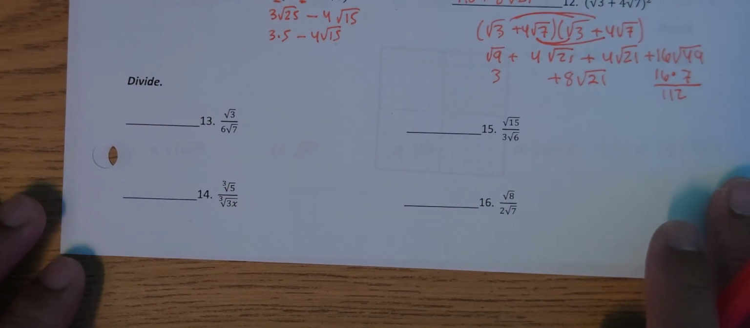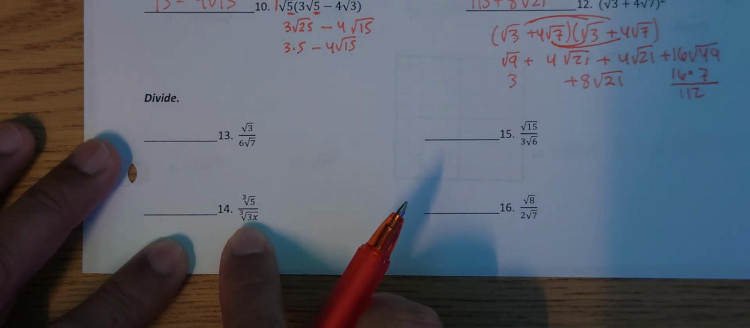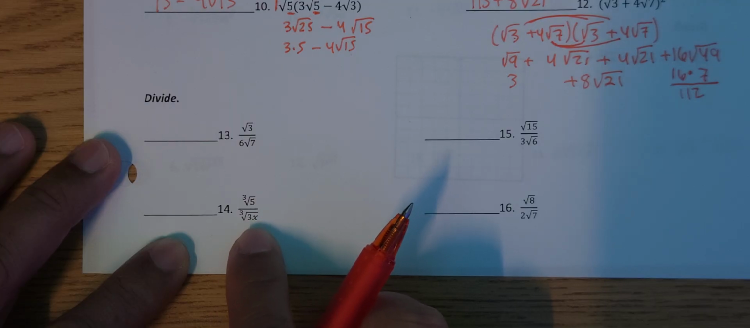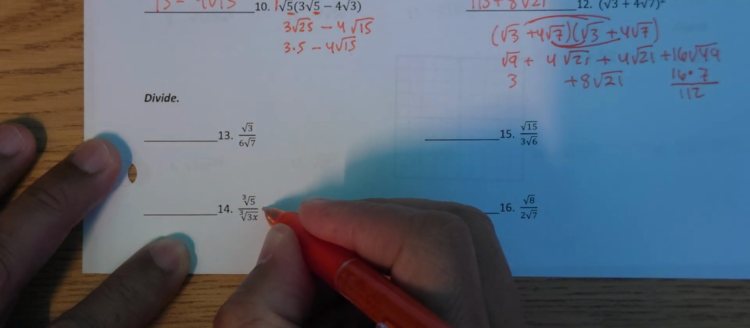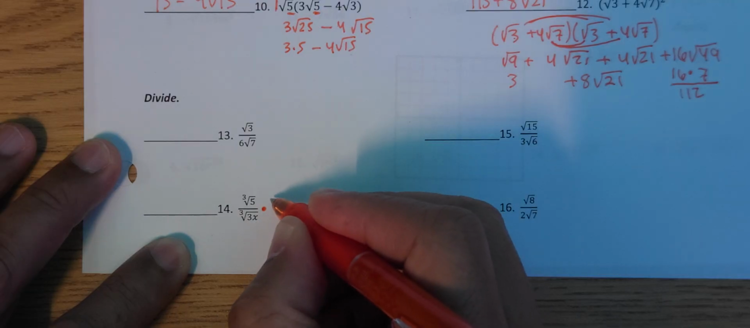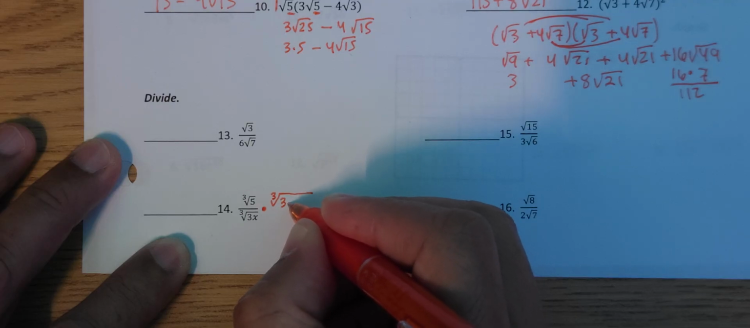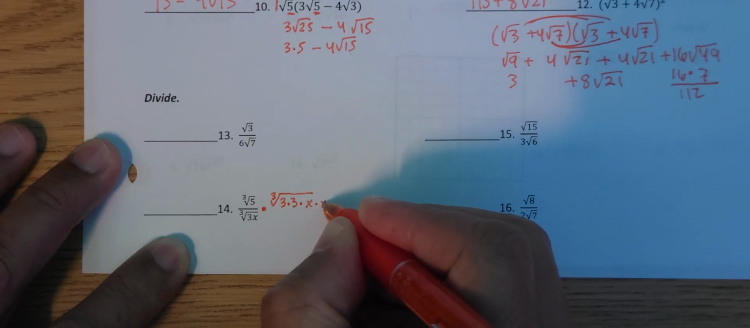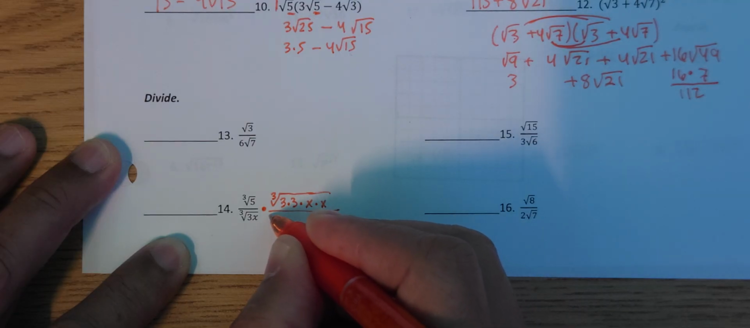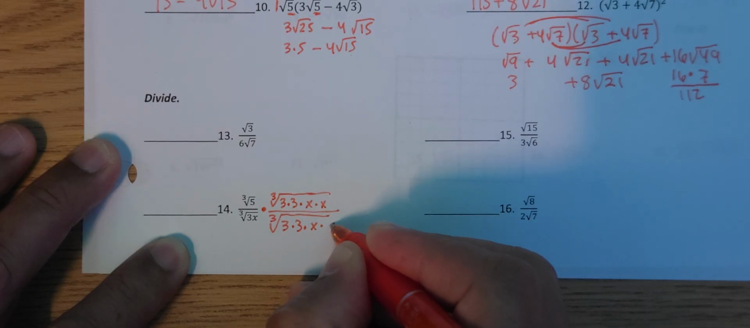Number 14. So for number 14, we have a radical in the denominator, so we need to rationalize. Okay, so we can't take anything out of the radical. This is the cube root, and we need to get the 3x out of it. So that means we have one 3, we need 2 more 3's and 2 more x's. So then multiply by the cube root of 3 times x over the cube root of, again, 3 times x.